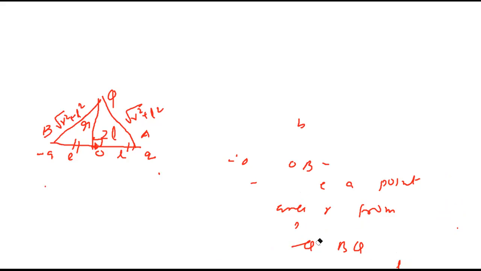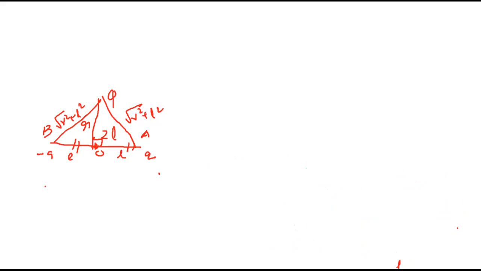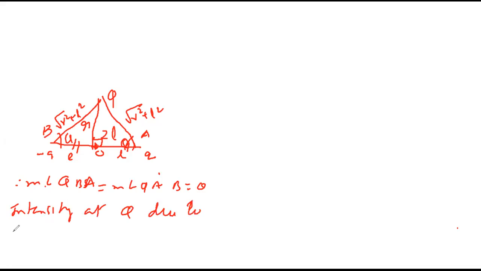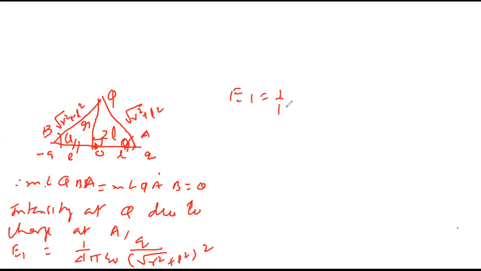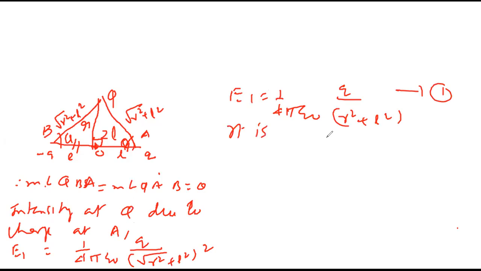So, written everything till this? Next line. Therefore, angle QBA equals QAB equals theta. This angle is theta, theta. Intensity at Q due to charge at A, E1 equals 1 upon 4 pi epsilon naught, Q upon root of R square plus L square the whole square. So E1 equals 1 upon 4 pi epsilon naught, Q upon R square plus L square. It is directed outwards.